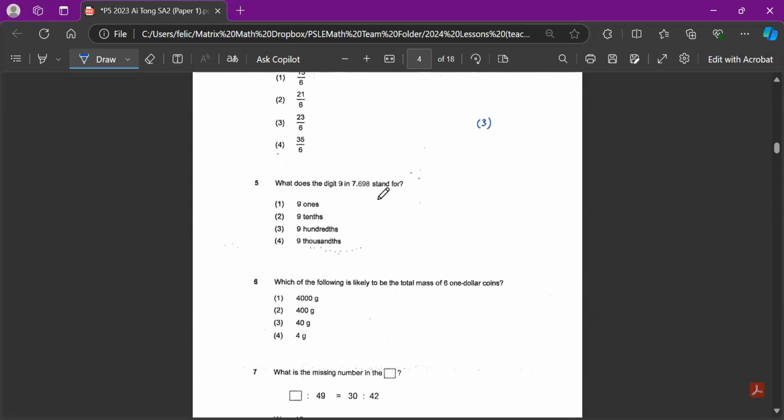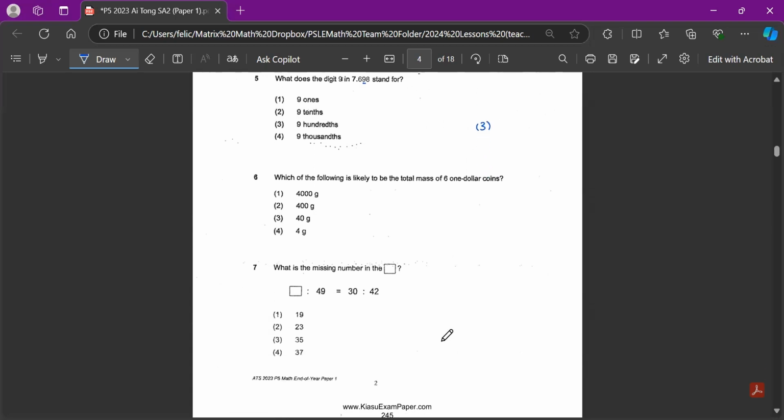Next, what does the digit 9 in this stand for? So 9 is here. Notice that 9 is in the, sorry, no, 9 is in the hundredths place. This 6 is in the tenths place, 9 is the hundredths, 8 is the thousandths. So 9 will be 900, which is option 3.